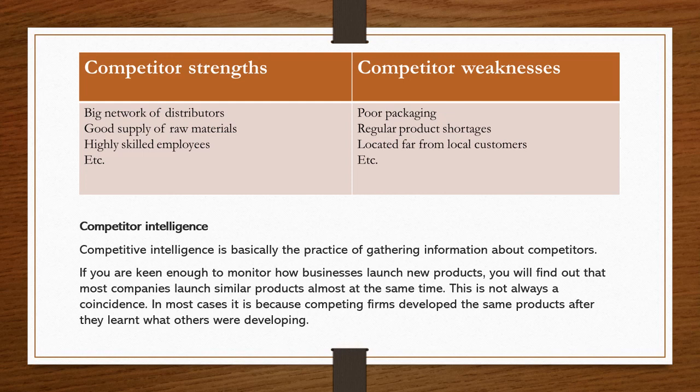So you can take examples of the telecom companies in Rwanda, for instance, MTN and Airtel. Normally they come up with similar products at almost the same time. So that shows that at least each of those companies knows exactly what the other one is up to in real time.